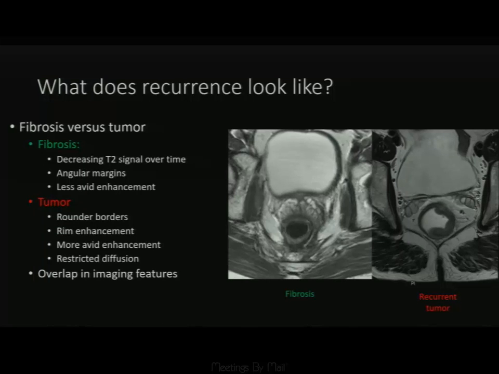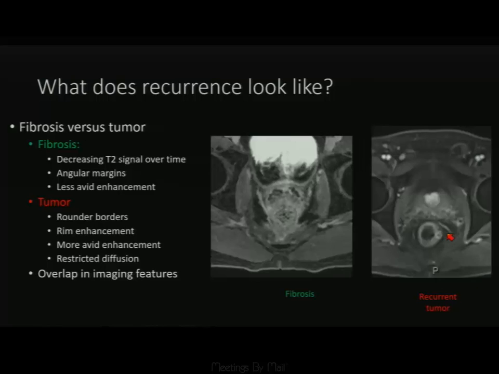And you use the same principles that Gaurav talked about in our last session, that you want to look for T2 signal, you want to look at diffusion-weighted imaging. In general, with fibrosis, you will see decreasing T2 signal over time, angular margins, and it really shouldn't enhance quite as much. Whereas your tumor will typically have rounder borders. You can see here a recurrent tumor, although it's T2 intermediate, does have very round borders. It can also show more avid enhancement.